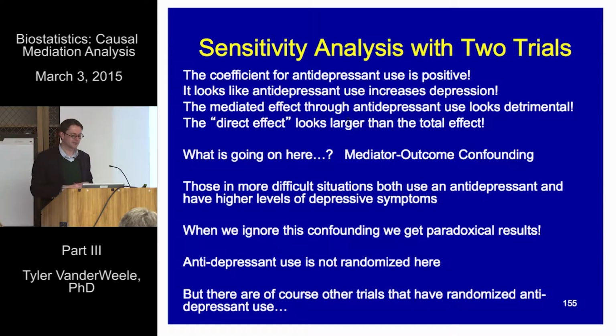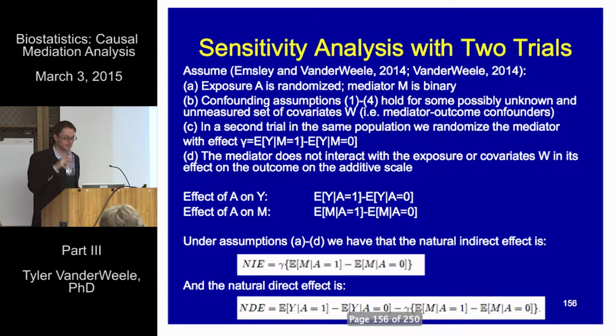So it almost seems like we have intractable confounding here. The problem, again, is introduced because we've not randomized antidepressant use in this study. But of course, there have been plenty of other trials that have randomized antidepressant use. So can we in some way make use of those other trials which have randomized antidepressant use to give us some sense as to what the effect of antidepressant use might have been, or perhaps should be, in this trial? And that's going to motivate the following sensitivity analysis.